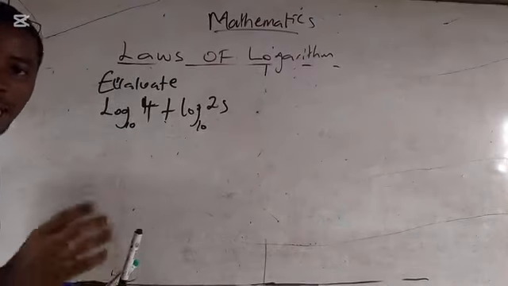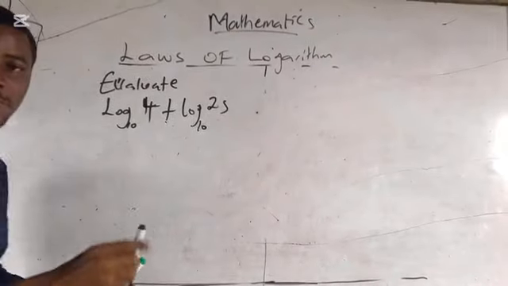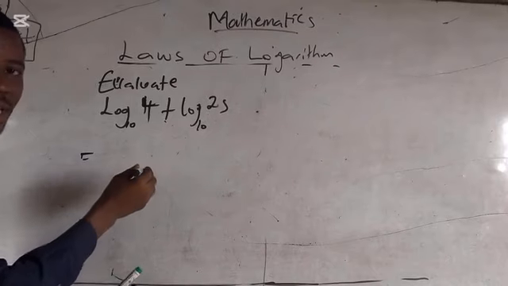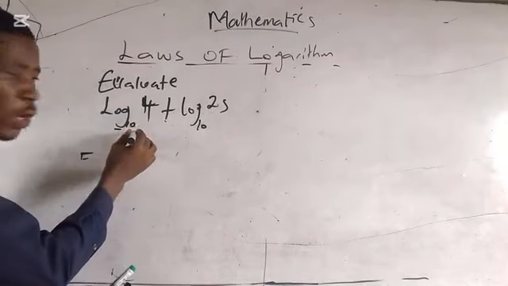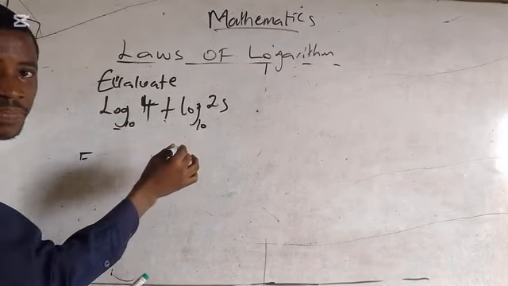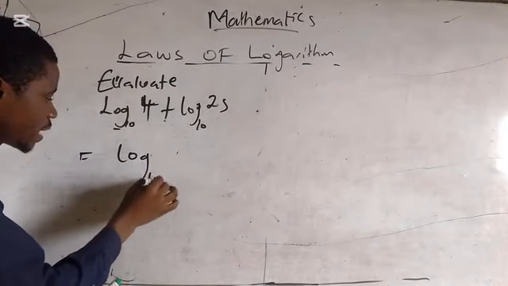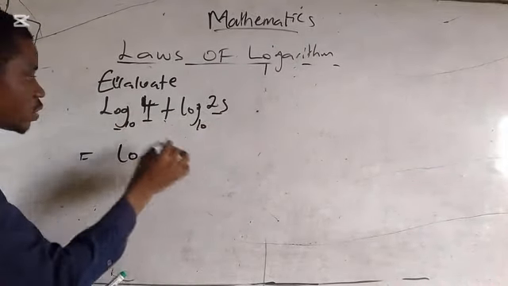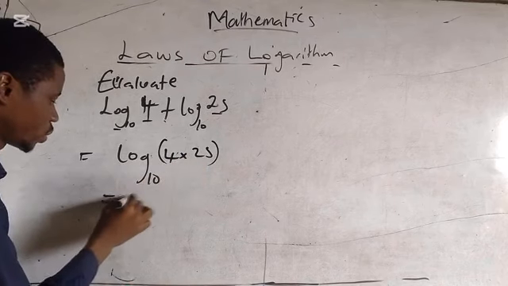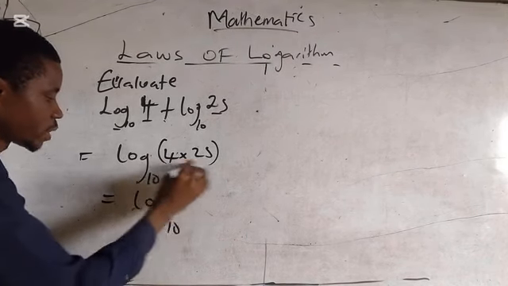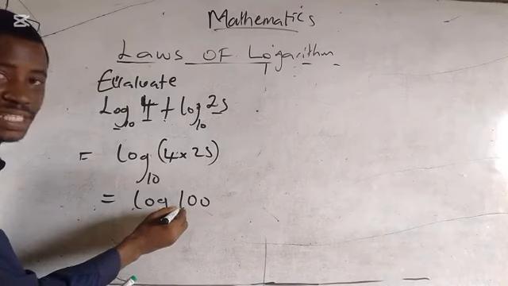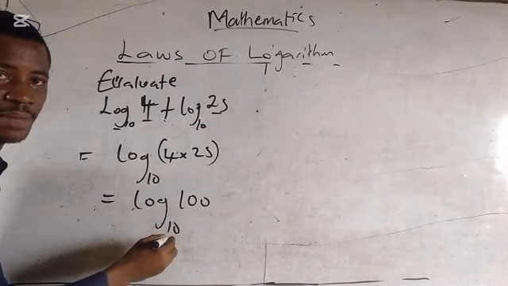Let us do an example and see how we can apply the basic laws to solve this problem. Solution. Now look at this. Remember the law that says that when you have two logs of the same base, if you observe this question, it's having base 10, base 10. I can pick one base 10 and multiply this on this and this, that is 4 times 25. So this equals log base 10 of 100. I will not stop here because I know there is something I can still do to this log 100 base 10. I can still break it down further.